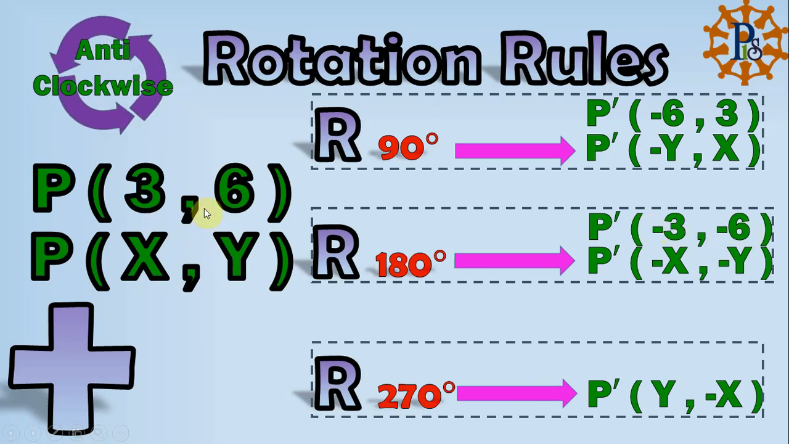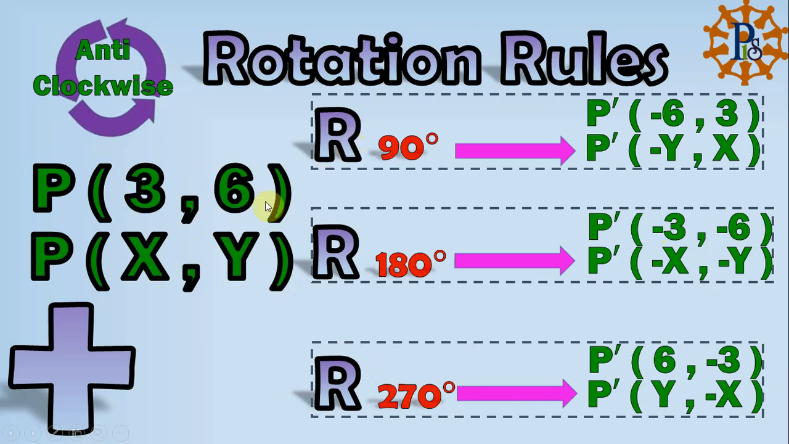If I want to rotate this point with 270 degrees, I will change the sign of 3 and cross the places. So it will be 6 here and negative 3 here: (6, -3). This is for rotation anti-clockwise 90, 180, 270. You must memorize these rules, because this is the important thing in our lesson, the rules for rotation.